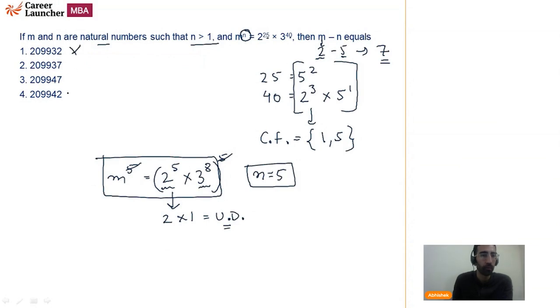Great. That means option 1 and option 4 are not the answers. Unfortunately, we have 2 options ending in 7, so we don't have any other option. We'll have to find the exact value of M, and that needs a little bit of work, but not a lot.